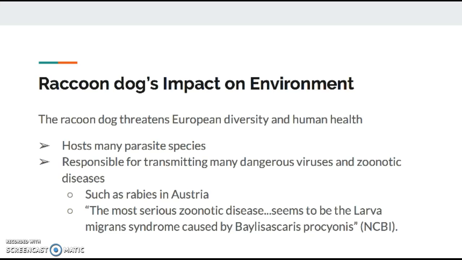The raccoon dog's impact on the environment. The raccoon dog threatens European diversity and human health. It hosts many parasite species and is responsible for transmitting many dangerous viruses and zoonotic diseases such as rabies in Austria. The most serious zoonotic disease from the raccoon dog seems to be the larva migrans syndrome caused by Baylisascaris procyonis.